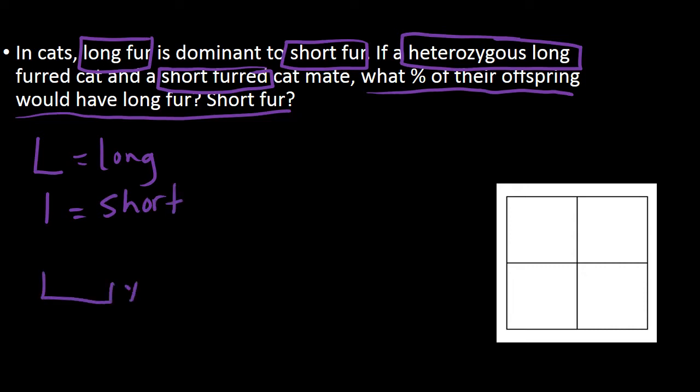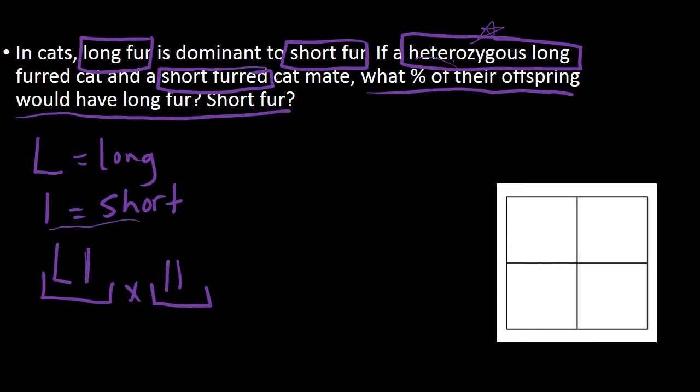Now that I've done this, I'm going to go ahead and write down what my parents are. My first parent is heterozygous long fur. Remember, the word hetero means different. So one letter will be a capital, one letter will be lowercase. My second parent is short fur. I wrote right here that short is lowercase, so that means I need two lowercase letters together.